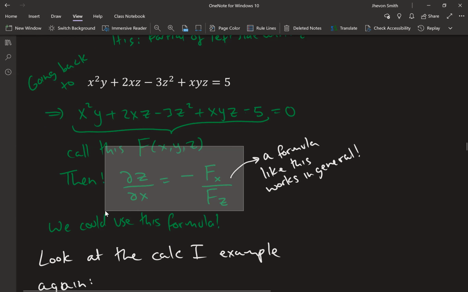This is a small part. There's a theorem that tells us this, and it's about half of what the chain rule is in higher dimensions.